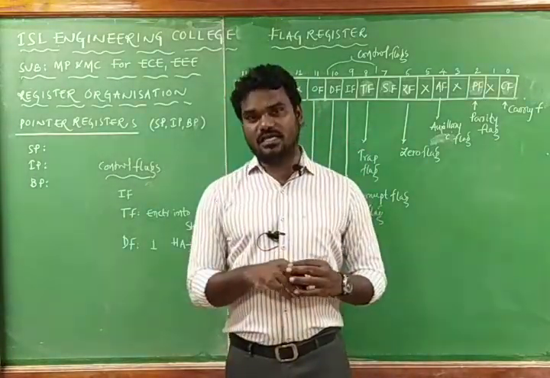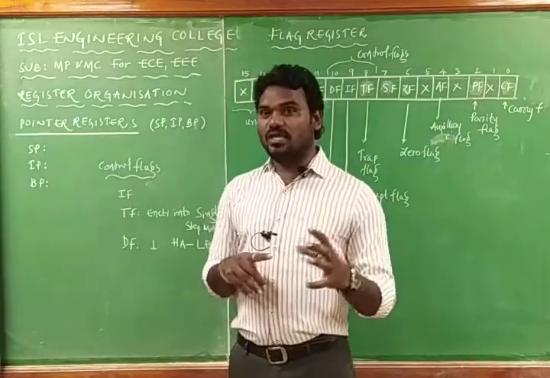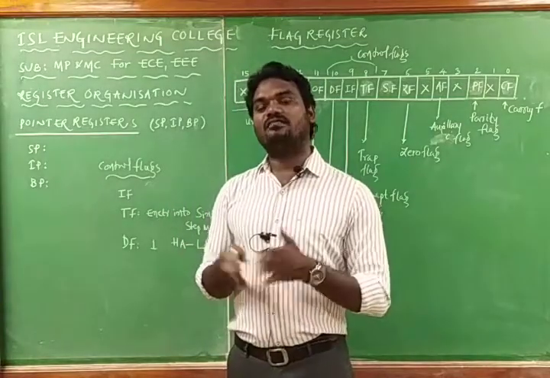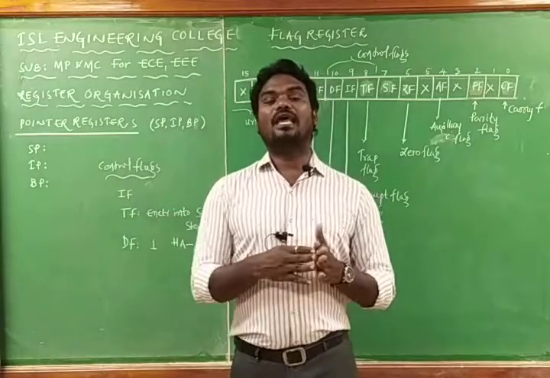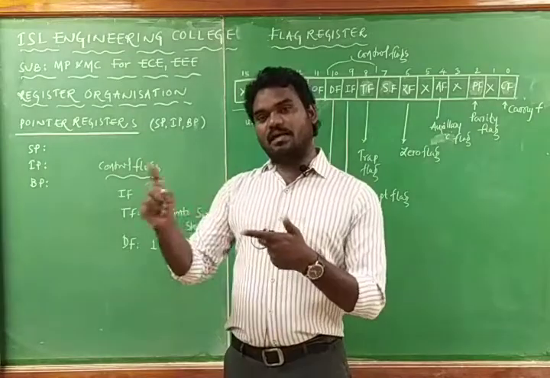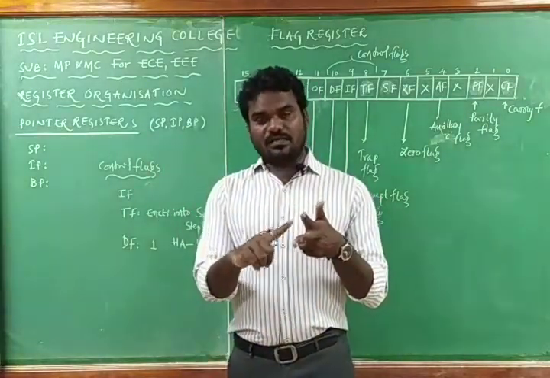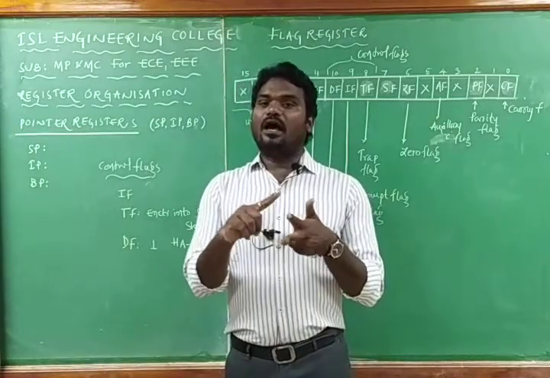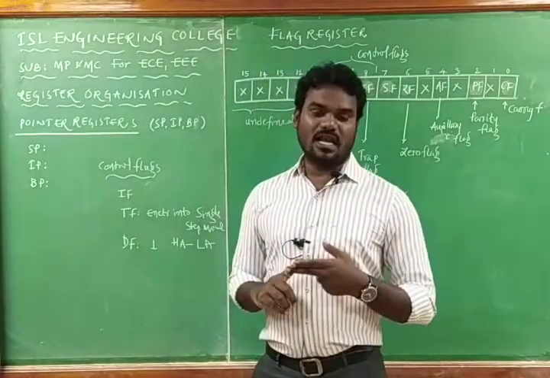The source index register is used to store the offset address of the data segment. Then the destination index register is used to store the offset address of the extra segment. Data segment is completed, extra segment is completed. The offset address of the data segment is stored in the source index register, whereas the extra segment's is in the destination index register.